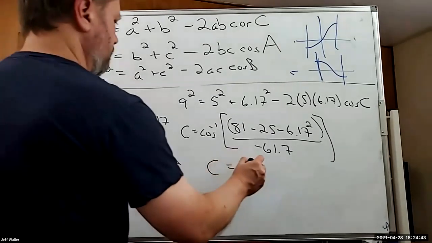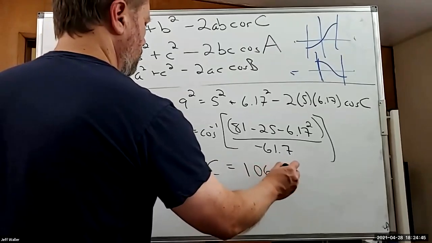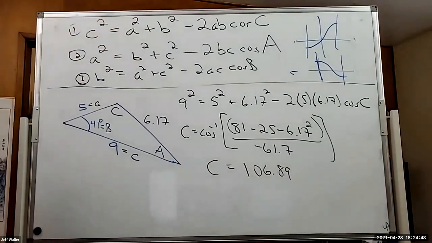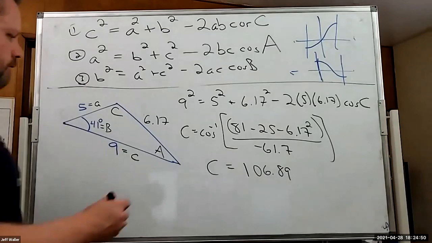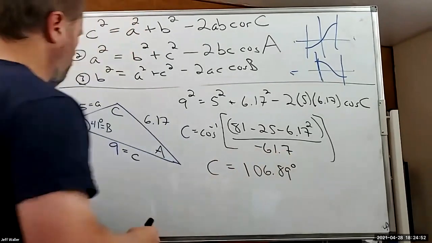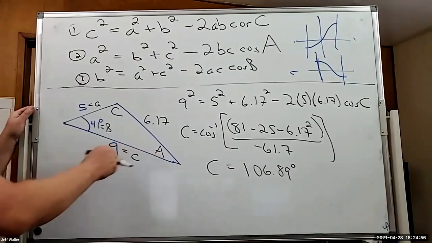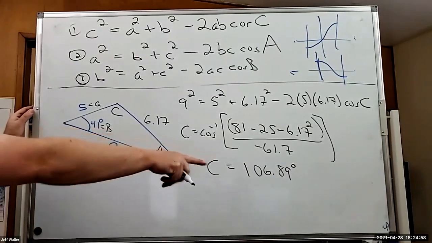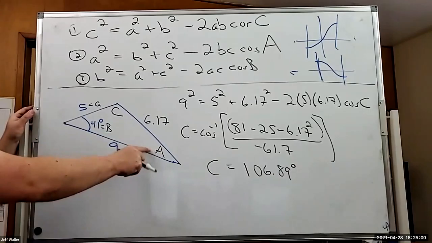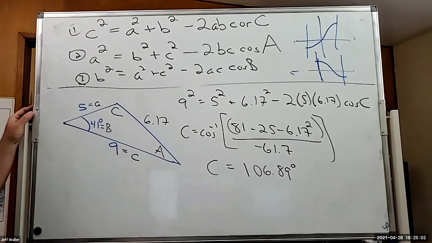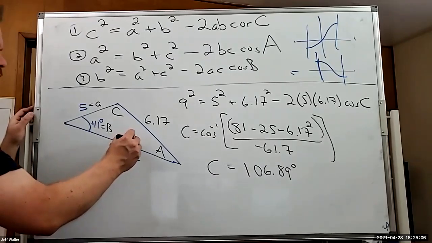Almost. And then, of course, to get angle A is easy, right? Just add this in and see how much is left over for A. That'll be 32.11, I think.